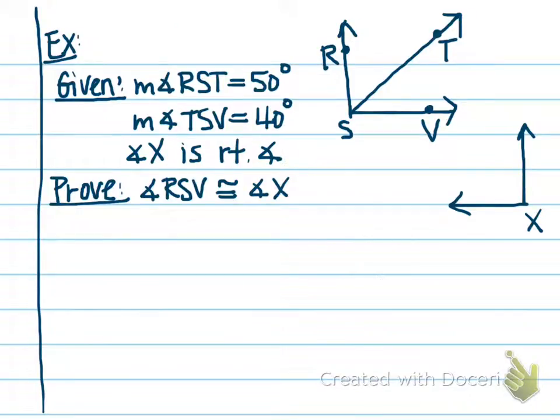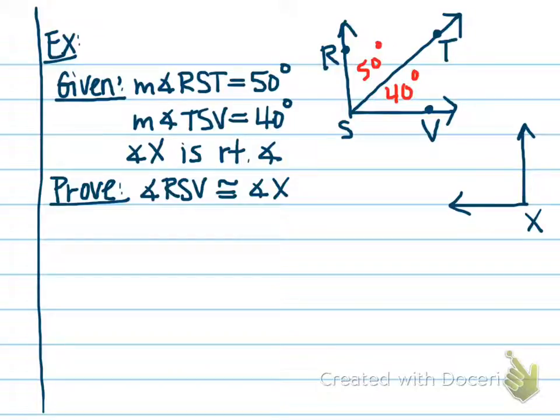All right, let's take a look at our last example from section 1.4, these beginning proofs. We have some angles in a picture. We know that the measure of angle RST equals 50 degrees. I'm going to add that to my picture. We know that the measure of angle TSV equals 40 degrees. I'm going to add that to my picture.